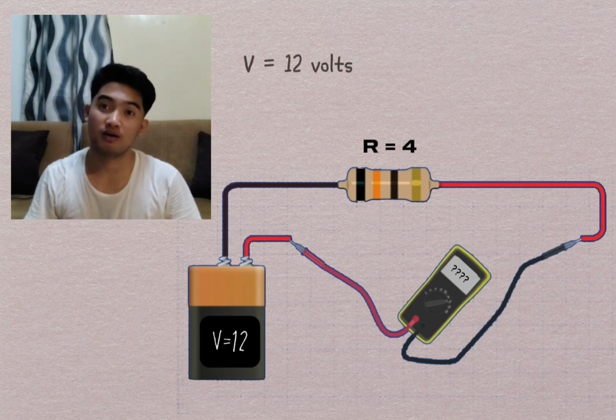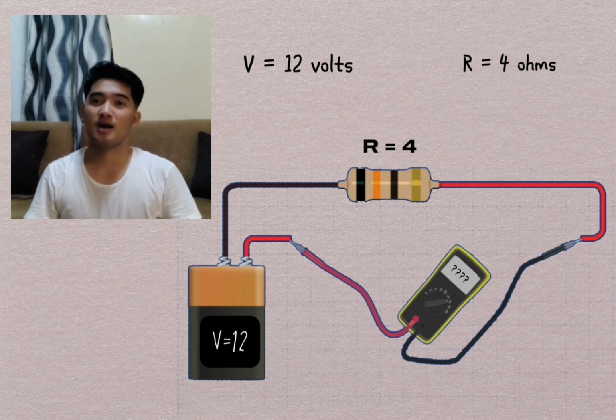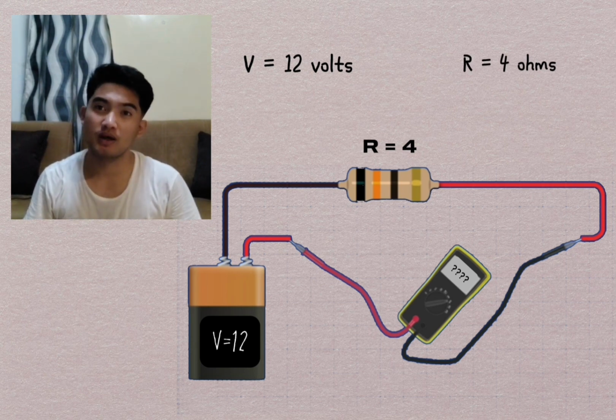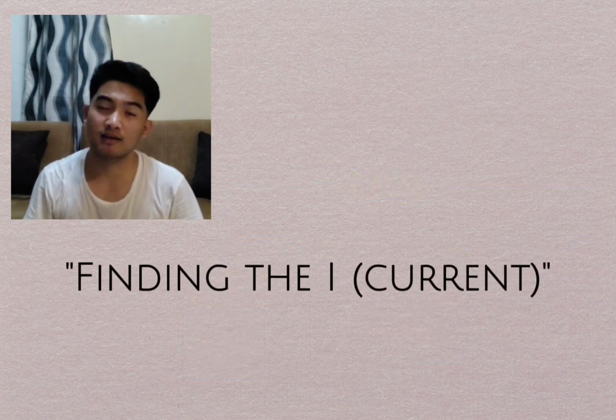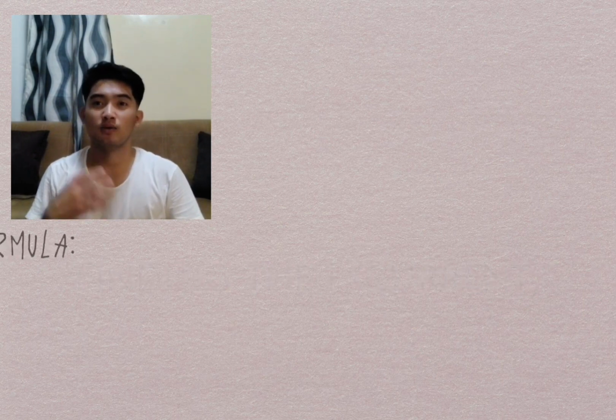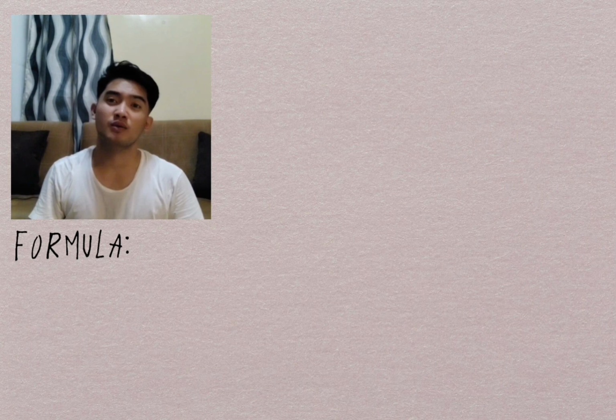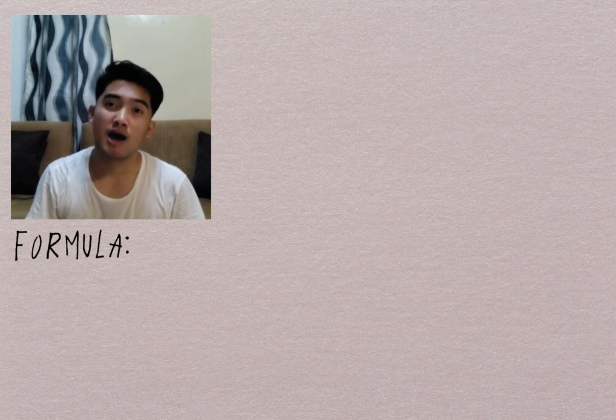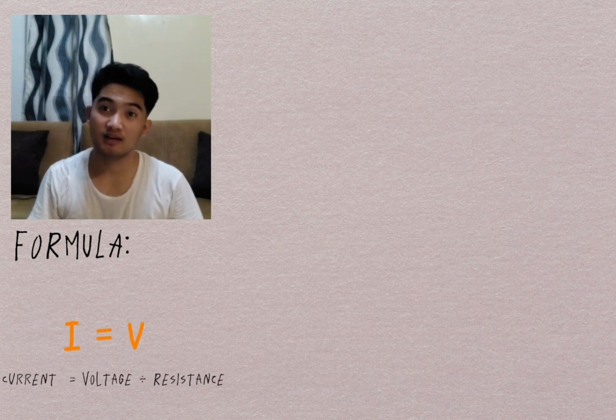Now let's put Ohm's Law into practice with some problem-solving examples. This is problem number 1. Suppose we have a circuit with a voltage of 12 volts and a resistance of 4 ohms. What is the current flowing through the circuit? What we are looking for here is the current, which is represented as I. As I said earlier, when you want to find the current, we need to use the formula I equals V divided by R.